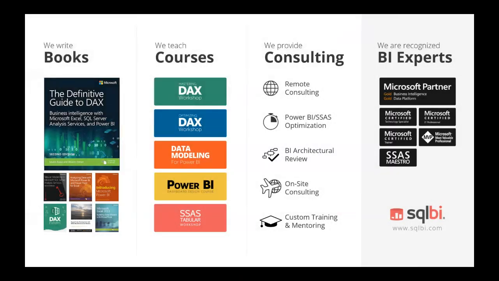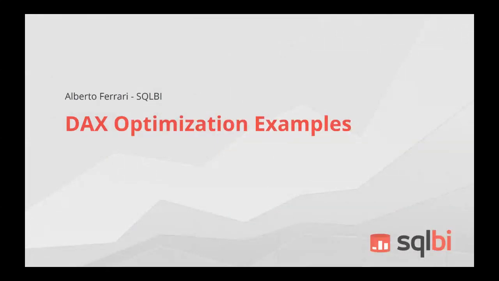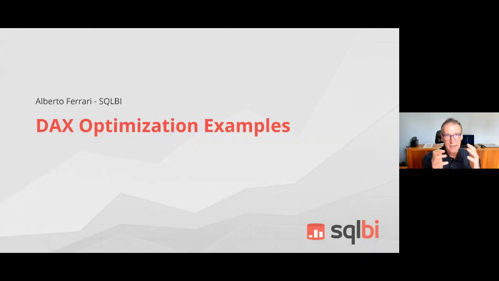Okay. Very quickly, let's start with the title. Today we're going to talk about optimizing DAX code. And the main topic of today is not all the details of how to optimize DAX code. 1 hour is not enough to learn that. But we will see that through examples. So we will start with a report, which is slow. We will need to understand why it's slow, and then we'll start modifying the code, playing with it, and changing pieces of the code until we are happy and performances are good.